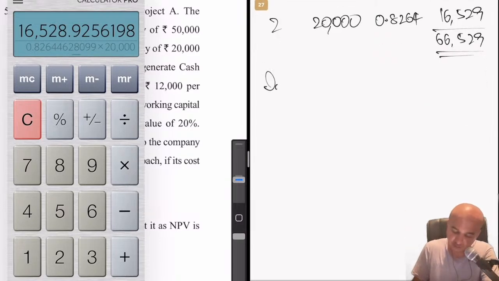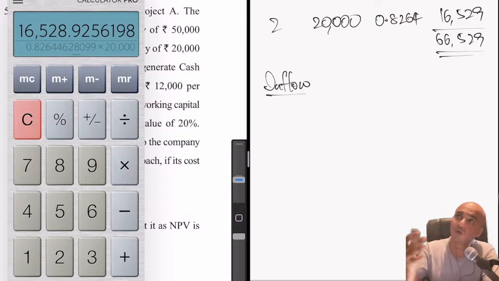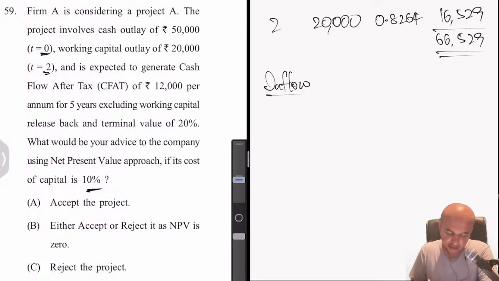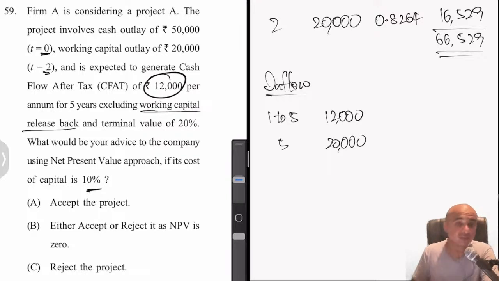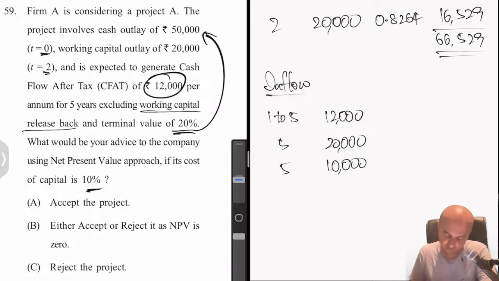Now we need inflows as well. One is outflow we found out. Now let us try to identify inflow. Inflow is 12,000 per annum for the next 5 years. Okay, 1 to 5 years they will get 12,000 rupees. Then in the 5th year they're also getting working capital release back and terminal value of 20%. Working capital release back means we'll get back. Okay, so at the end of the 5th year, how much are we getting back? 20,000 rupees. And terminal value of 20%. 20% on the initial investment, which is 50,000.